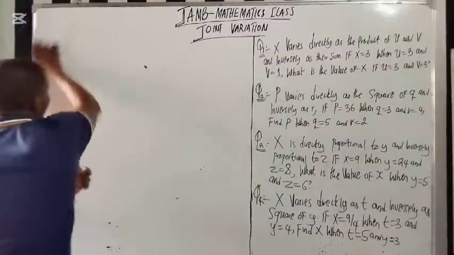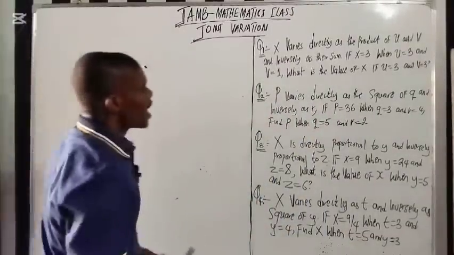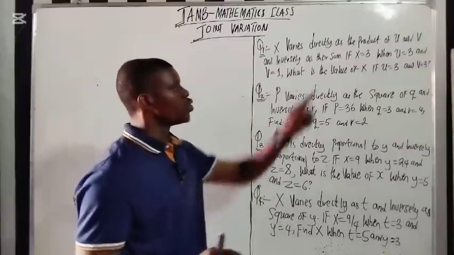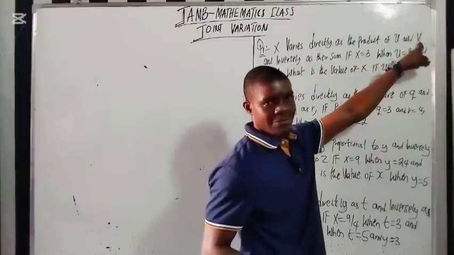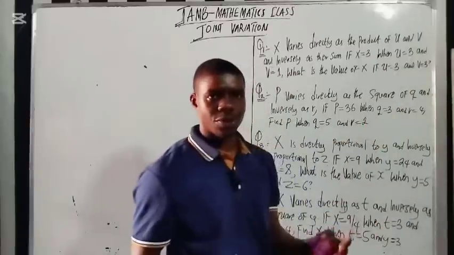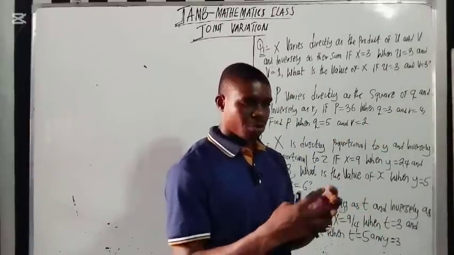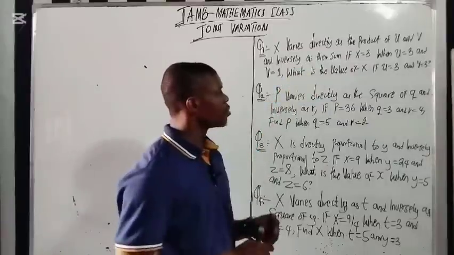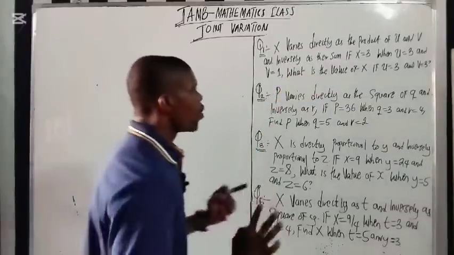Let's solve the first problem here. So here we say that s varies directly as the product of x and u and v. Product means times, and inversely as their sum. So now let's interpret it for you.